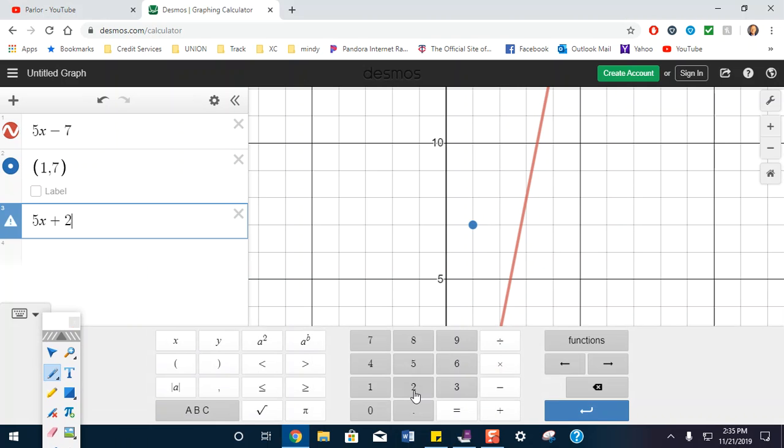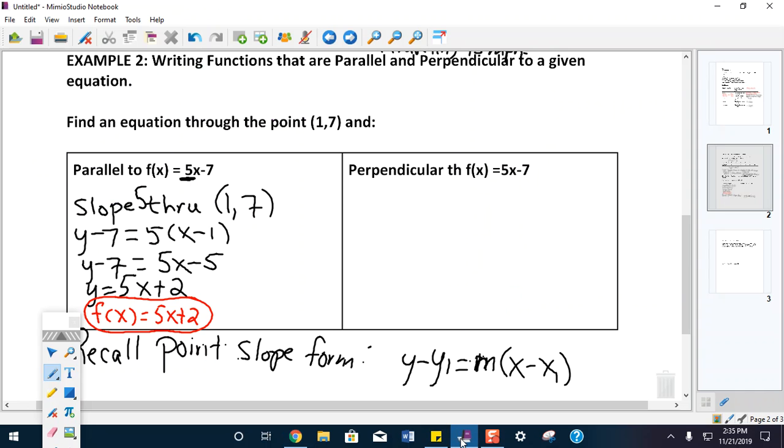Okay. What I want you guys to do on your own is try the next one. Same exact concept, but instead of being parallel to this line, I want to pass through the same point, but be perpendicular to your line, 5x minus 7. Take a minute, maybe talk it over with a partner around you if you get stuck, bounce some ideas off each other, but see what you come up with, okay?